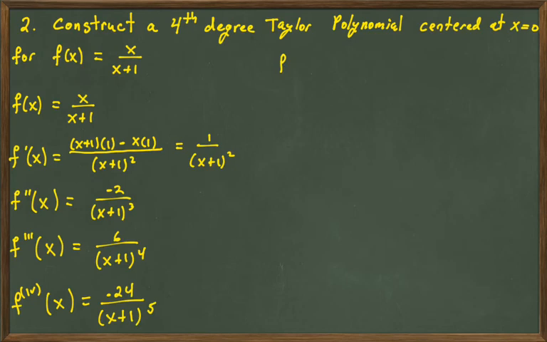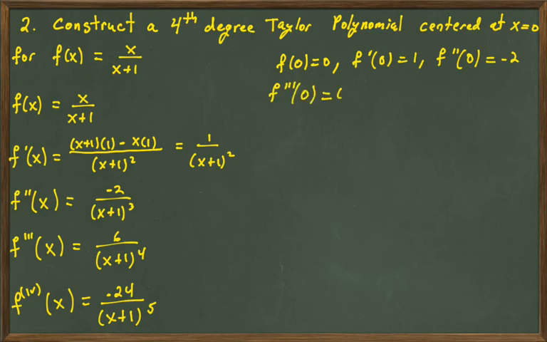Okay, and so we're centered at 0, so this is a Maclaurin polynomial. It is Taylor, it is Maclaurin, so we're going to evaluate each one of these at 0. So f of 0 is 0. f prime of 0 is 1, f double prime of 0 is negative 2, f triple prime of 0 is equal to 6, and the fourth derivative evaluated at 0 is minus 24.